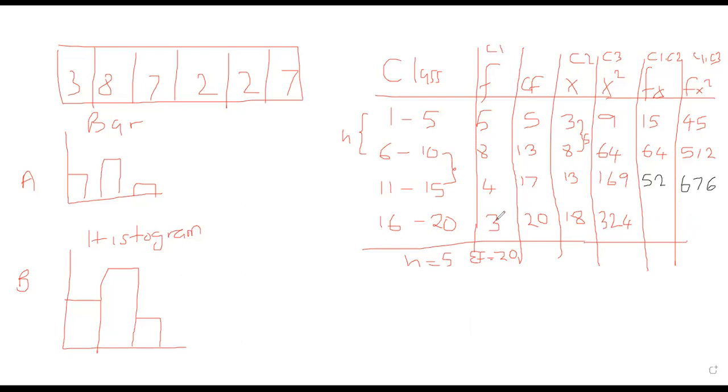3 times what? 18, and 3 times 324. So what is 3 times 18? 54. And 3 times 324, what do we get? 972. You only concentrate on numbers with the column with an F. So let's total up here.